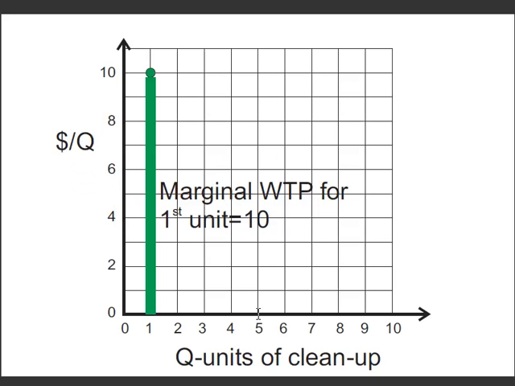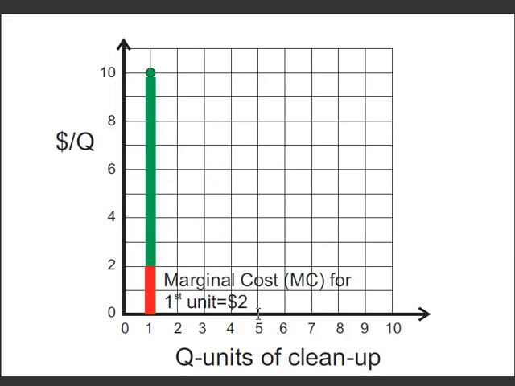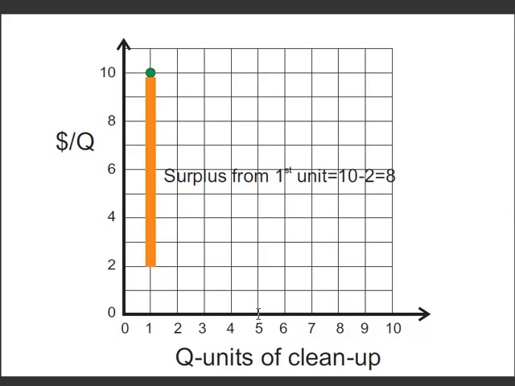Once we have the concepts of marginal benefit or marginal willingness to pay and marginal cost, getting the surplus is really pretty straightforward. So let's think about that very first unit. The marginal willingness to pay was that the individual was willing to pay to get that first unit of environmental cleanup was $10. The marginal cost that the government had to pay in order to get that environmental cleanup was $2, which means that we have a surplus from that very first unit of cleanup of 10 minus 2, or $8.